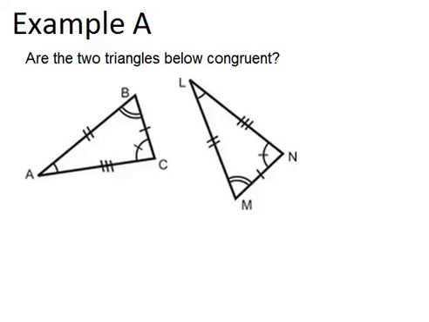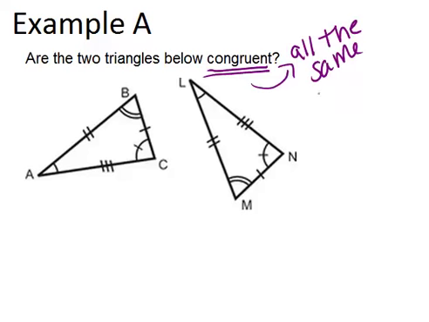In this video, we will look at a few examples that will let us practice thinking about congruent triangles. In example A, it says, are the two triangles below congruent? Now remember what the word congruent means. It means that the two objects have all the same measurements. So that means when we're thinking about triangles, we're checking to make sure that all the pairs of angles are the same and all the side lengths are the same.